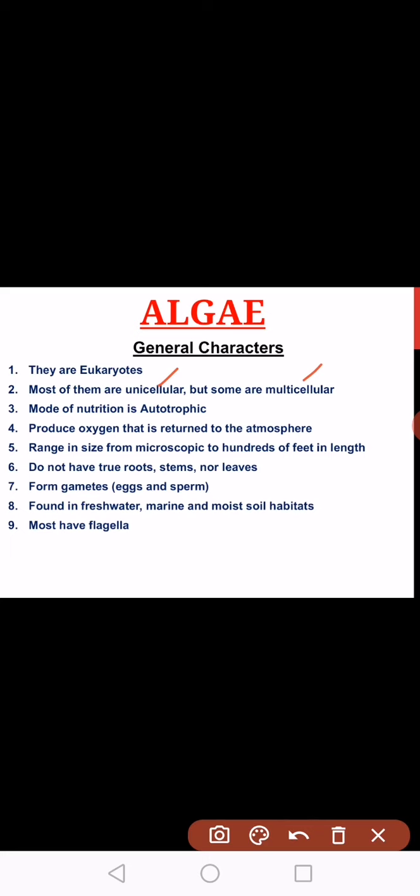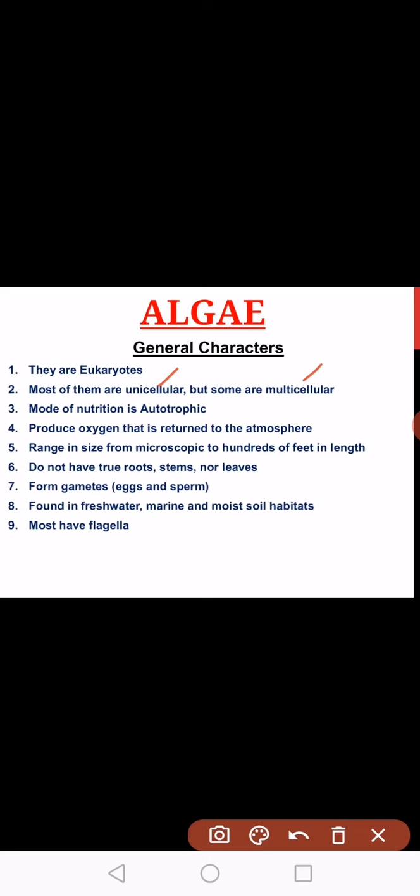They produce oxygen that is returned to the atmosphere. During photosynthesis, carbon dioxide and water are absorbed by the algal members, and in return they give oxygen, and this oxygen is released into the atmosphere. So during photosynthesis of the algae, oxygen is produced and released into the external environment.